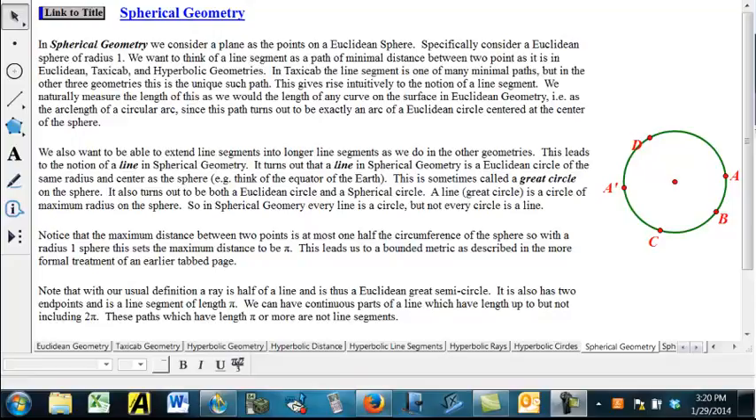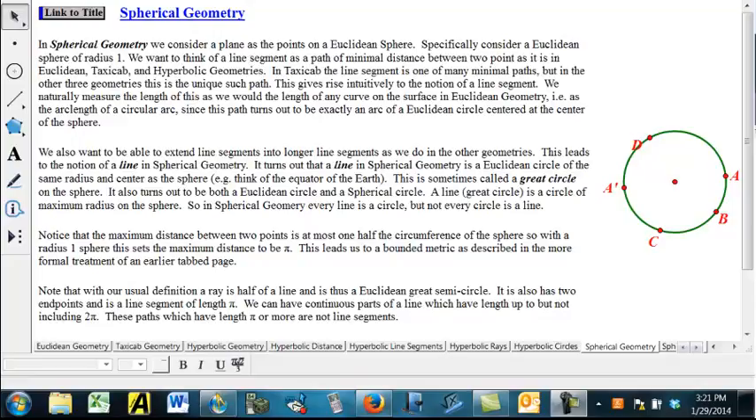If we want to put a Euclidean coordinate system in, then we would put the origin at the center of the sphere. And of course, then the equation for the sphere is rho equals 1. Of course, x squared plus y squared plus z squared equals 1 if we use a rectangular coordinate system.